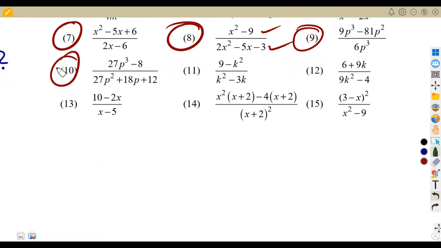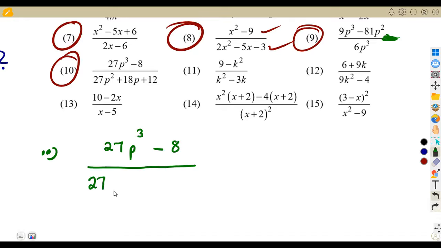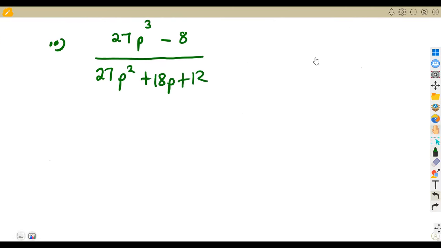Question number 10 is a different type. It's not a quadratic like the one that we have just used. This one that we just used, just factor out. Okay, let's see. Number 10, we are given to simplify: 27p to the exponent of 3 minus 8, everything over 27p to the exponent of 2 plus 18p plus 12, like this. All right, okay, let's see. This is what we know.